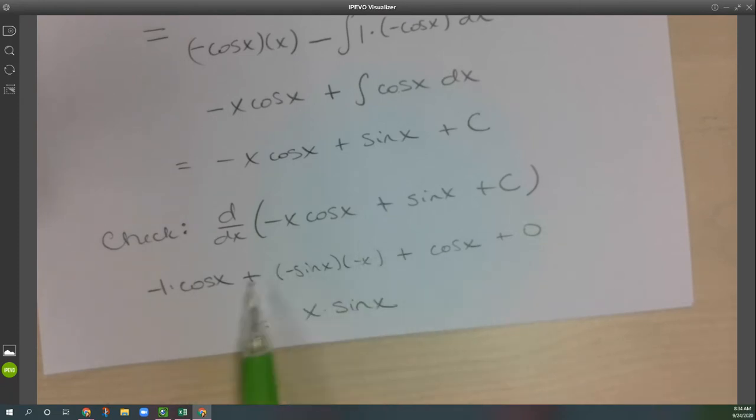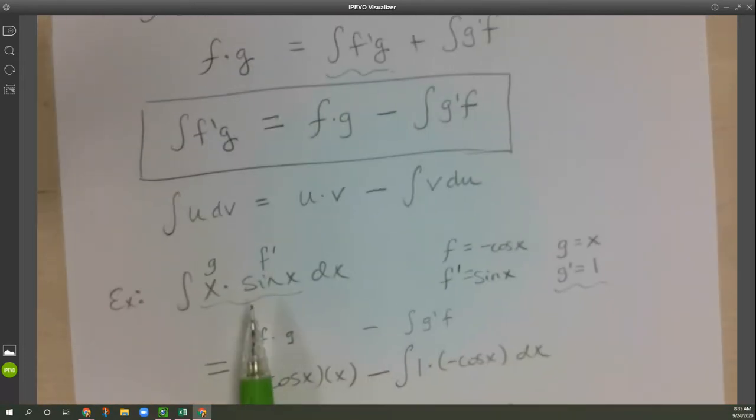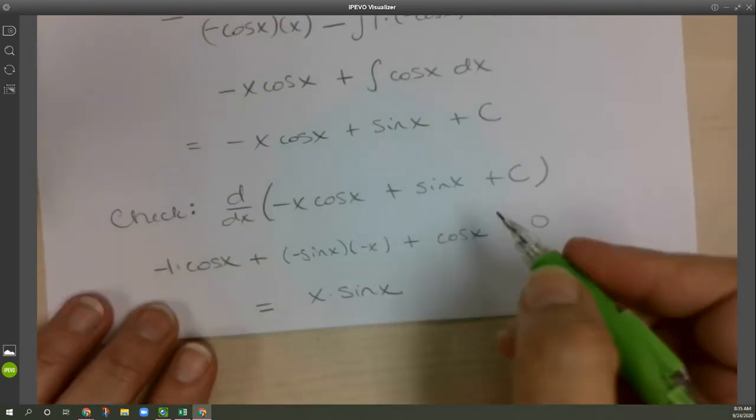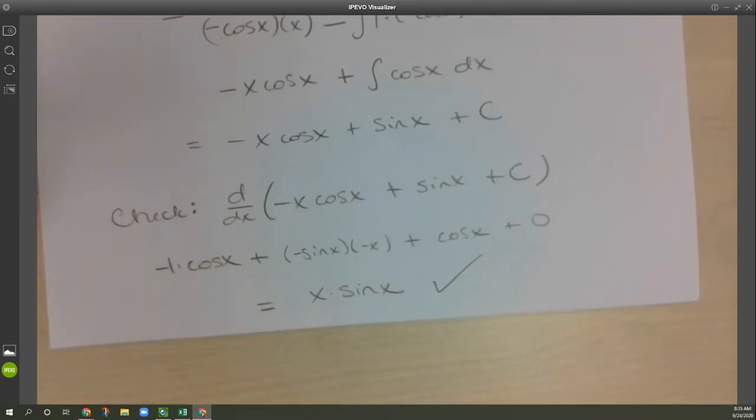And you can see from the derivative, I did product rule here. Derivative of sine is cosine. Derivative of the constant is 0. And I ended up with a negative cosine x and a cosine x, which is 0 out. Negative sine x times negative x, of course, would be x times sine x, which is what we started with to integrate. So it works.